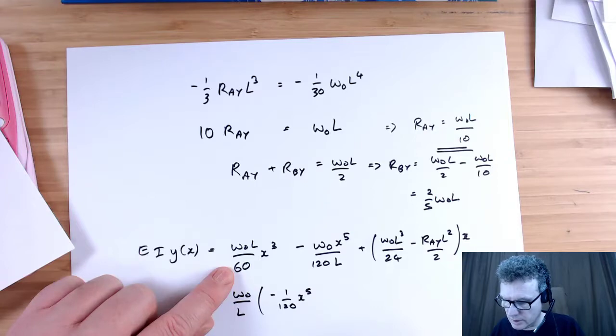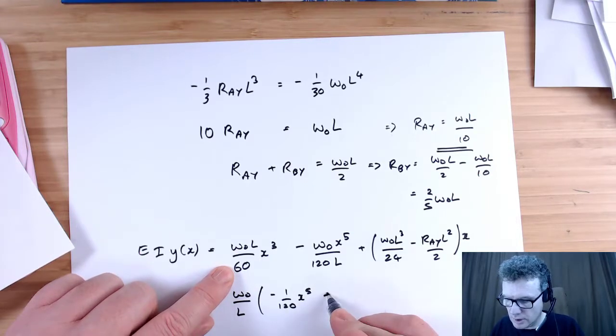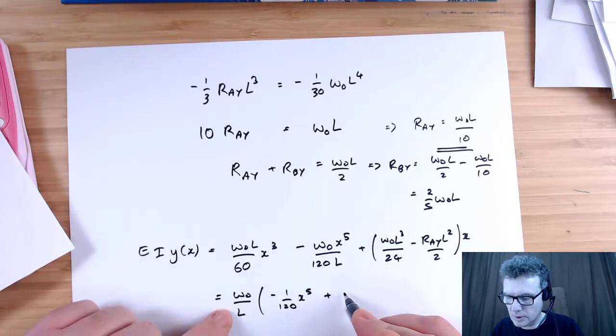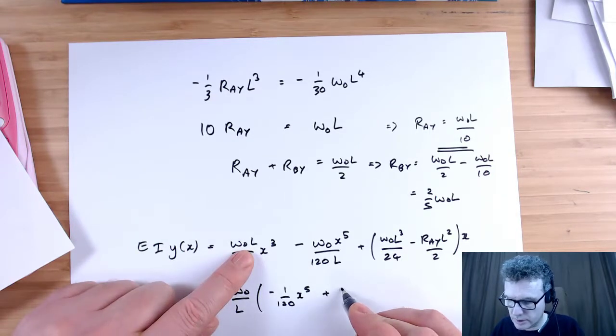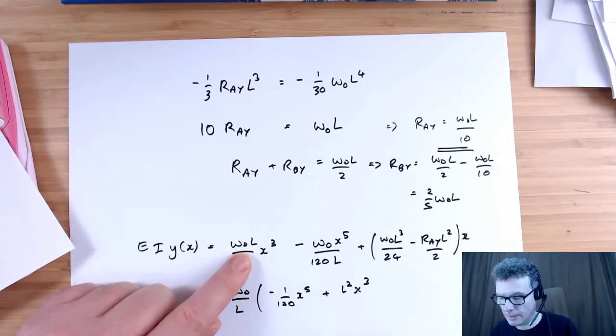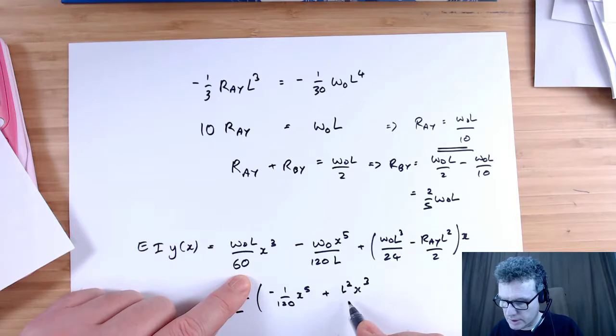Now this one here, plus, so we've taken out W0 over L, so I need to put another L in here, so that's going to give me L squared x to the power 3 divided by 60.